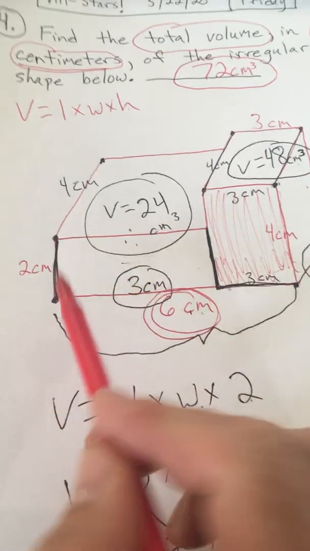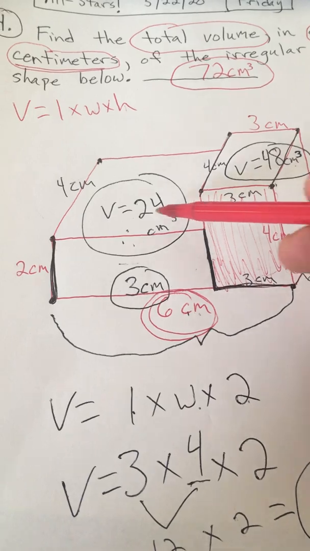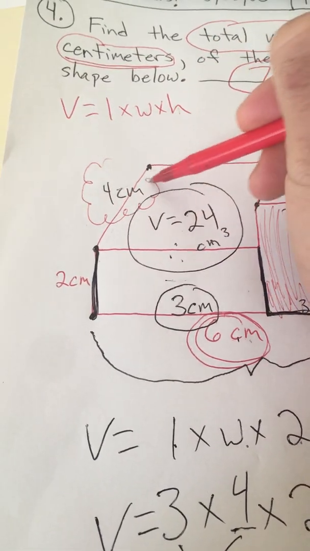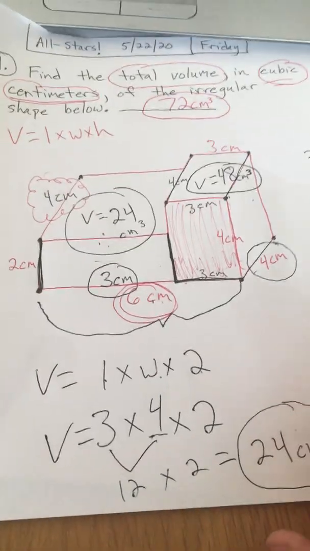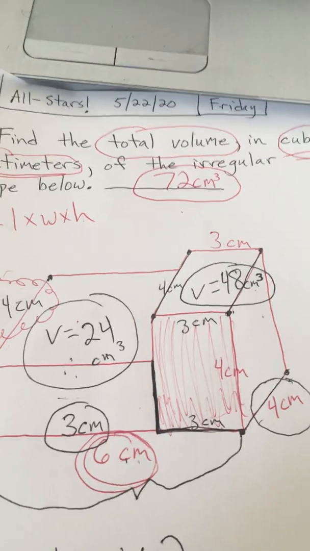So that was 3. This was 2. And since this is 4, we just follow the same side of the box around. This is also 4. So that was probably the hardest part right there, is finding that dimension there. All right, then you got 24 plus 48. Add them together. You get 72 centimeters cubed.